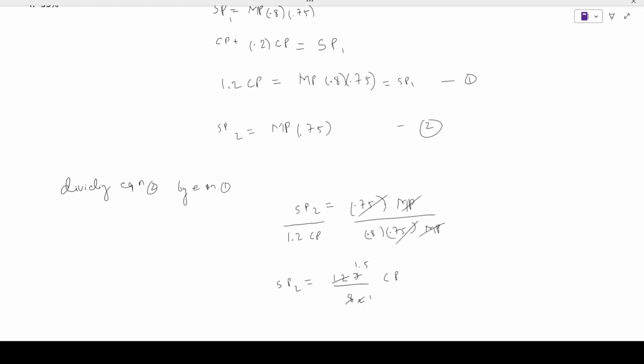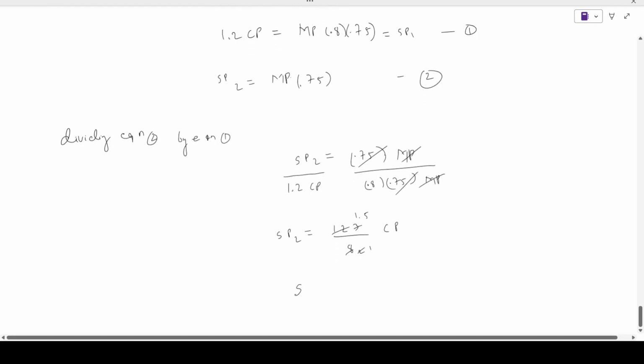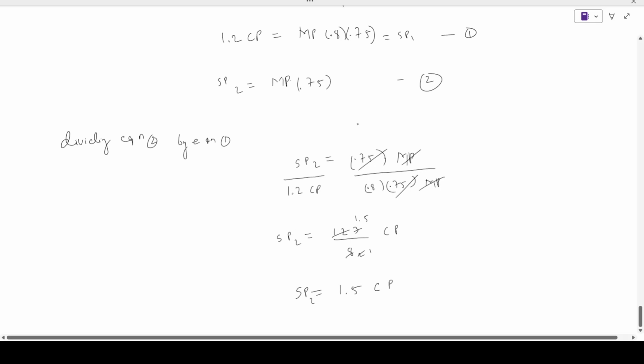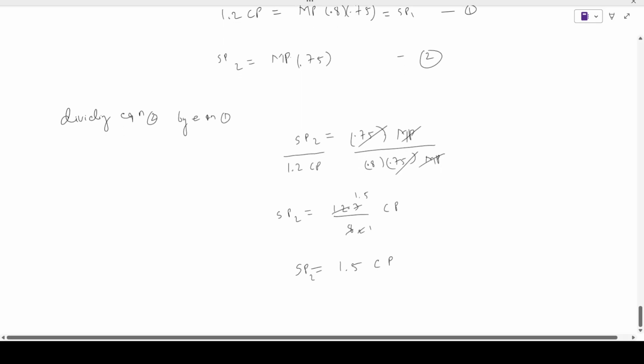That is 1.5, that is selling price is 1.5 times greater than cost price. This selling price we got after giving a single discount of 25%. So it is clear that the profit is 50%.